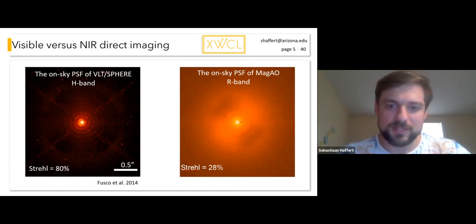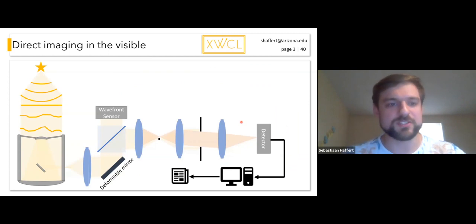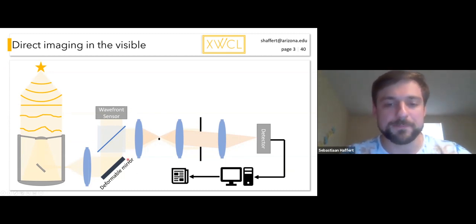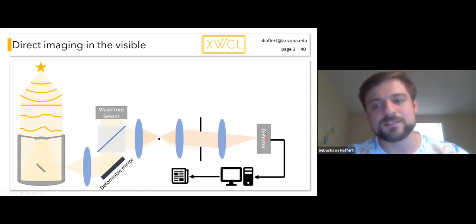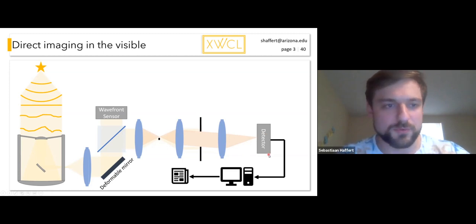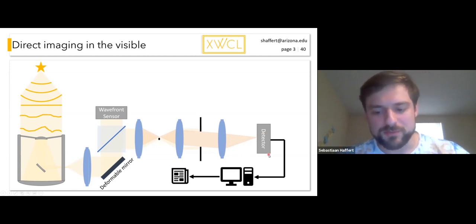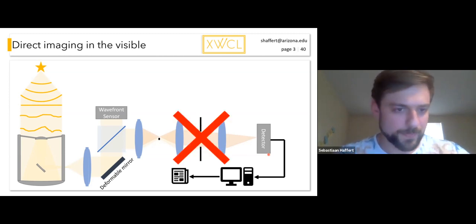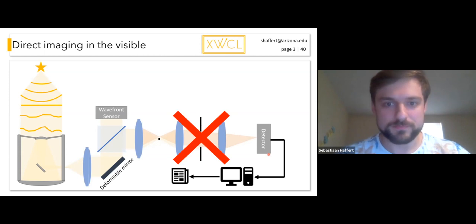If you look at a standard high contrast imaging system, it looks like this. You start with your telescope on the left, which goes through an adaptive optics system to clear up turbulence in the atmosphere. Then you go through a coronagraph to block out the starlight, and after the coronagraph, you have your science instrument. However, for the visible, because the AO performance is not very high, coronagraphs are not really used, because they cannot do anything given the low performance.